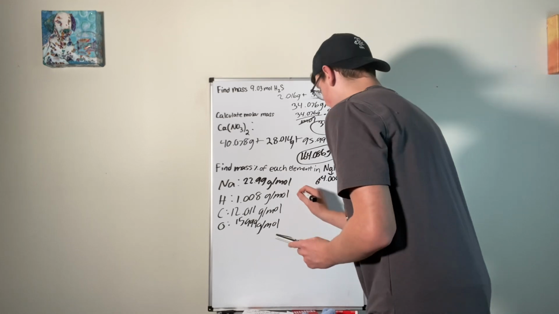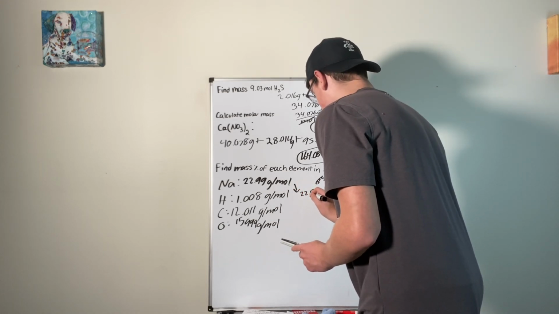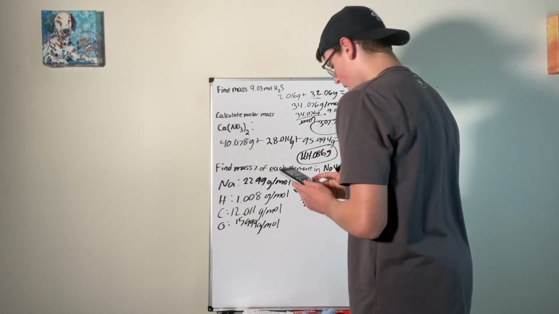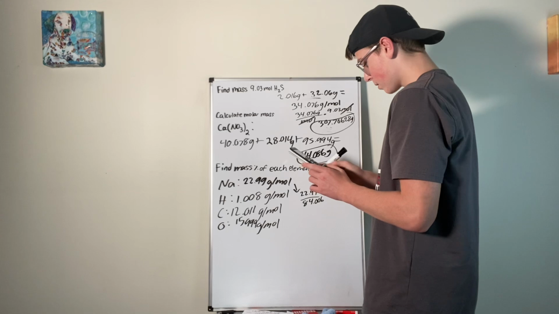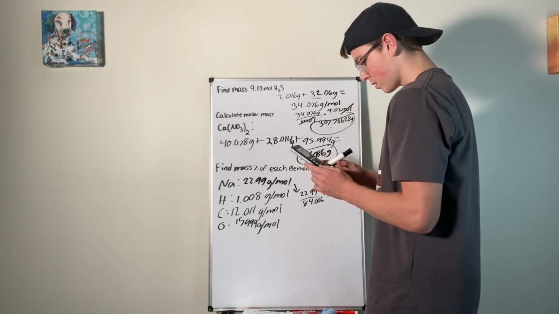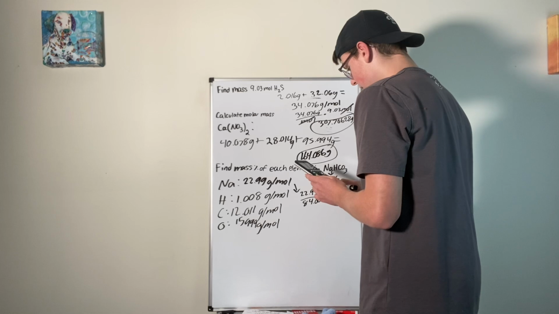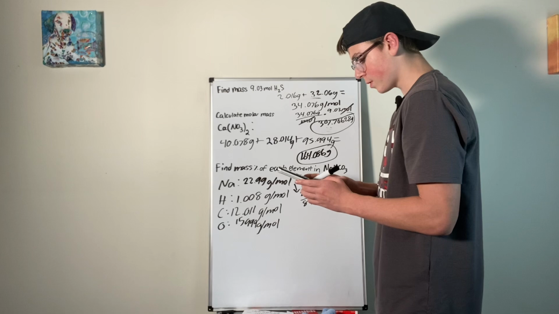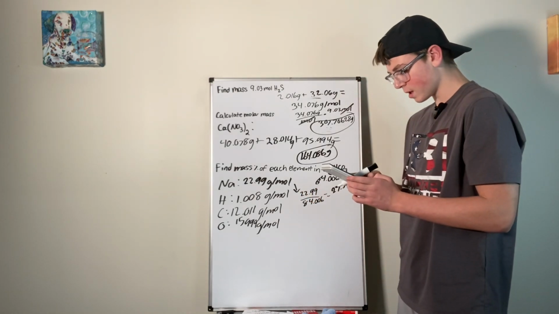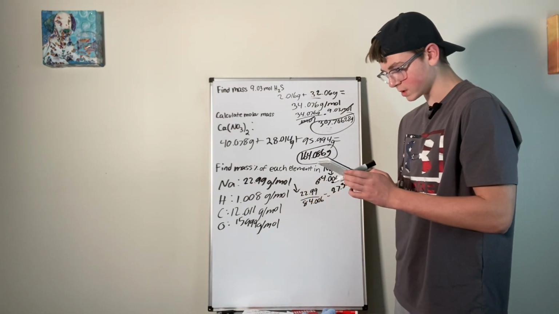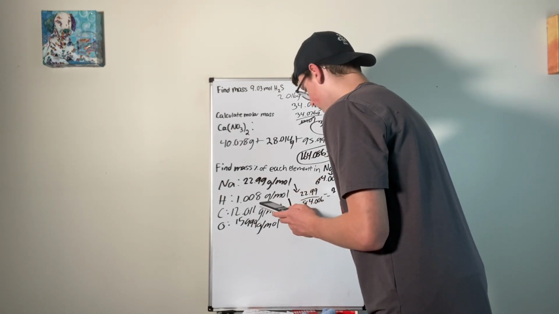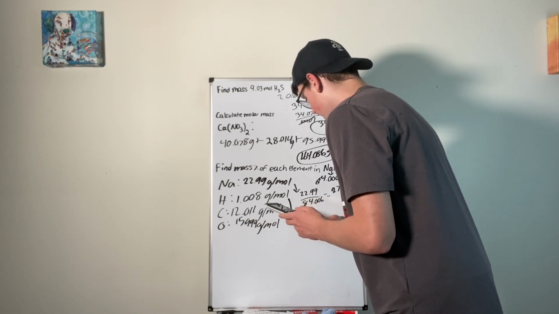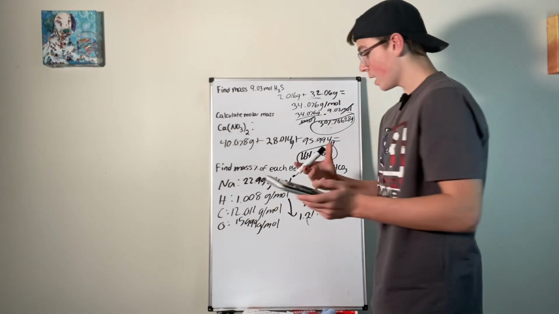84.006. So to find the total of this, we do 22.99 divided by 84.006. That would give us roughly 27.37%. And then we do the same thing. So we do 1.008 divided by 84.006. That would give us roughly 1.2%. And this is just by mass.